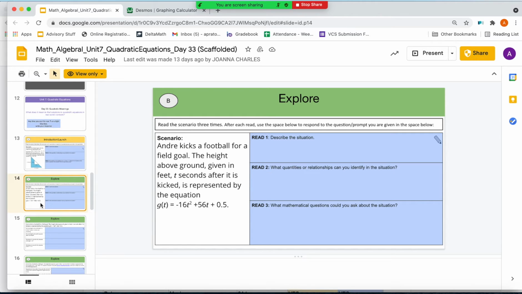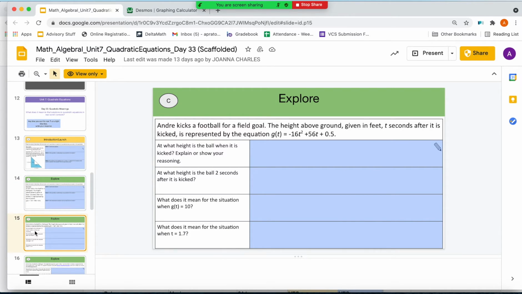Scenario. Andre kicks a football for a field goal. The height above ground given in feet t seconds after it is kicked is represented by the equation g of t equals negative 16t squared plus 56t plus 0.5. You can go ahead and take a moment to describe the situation. By pausing this video, you can then read it again, answer the read 2 question, and then read it a third time and answer the read 3 question. By completing this, it's going to set you up to be successful on the next slide. So go ahead and pause and complete this if you haven't already.